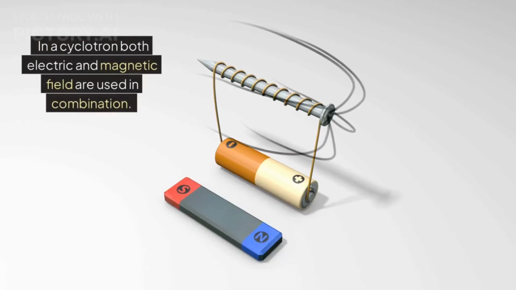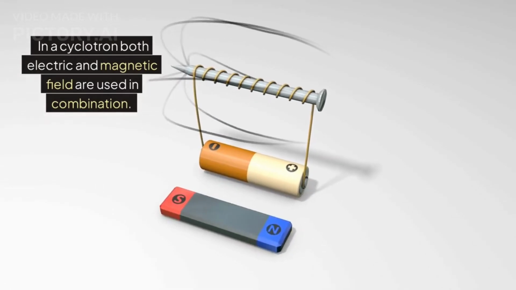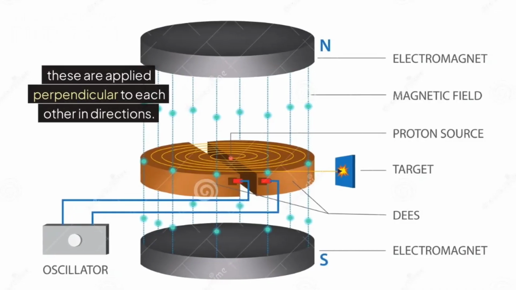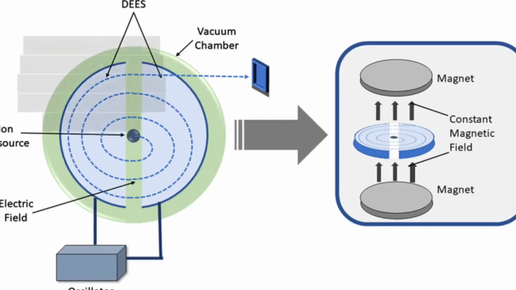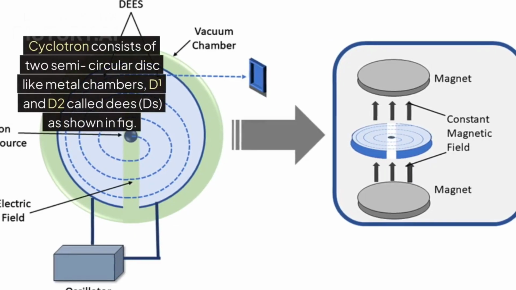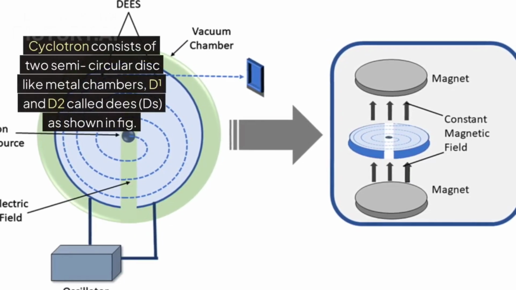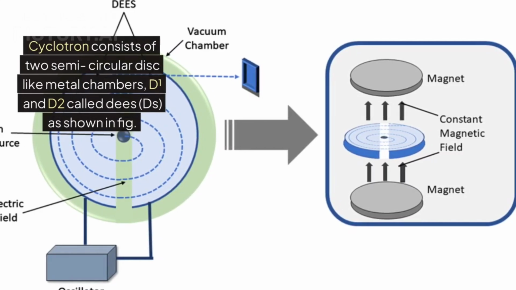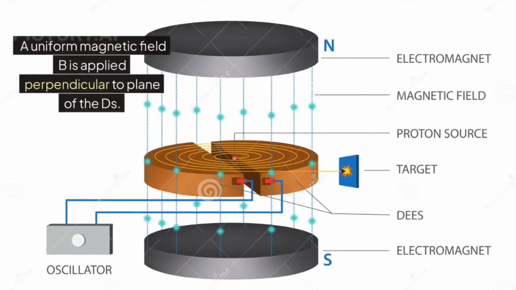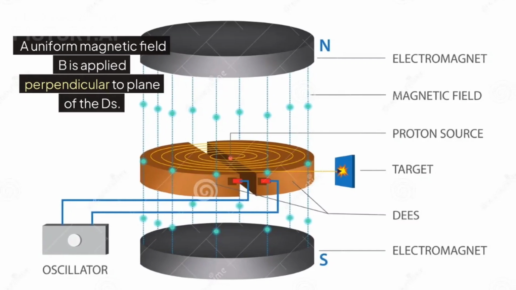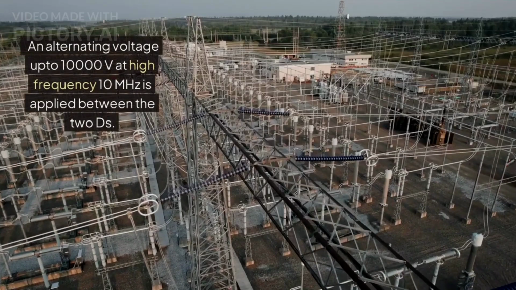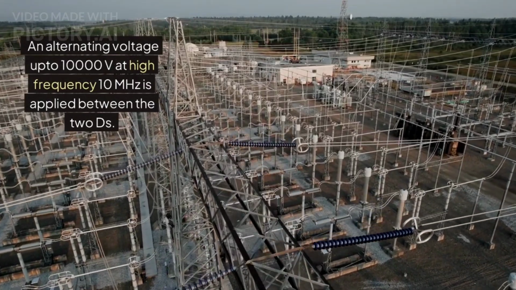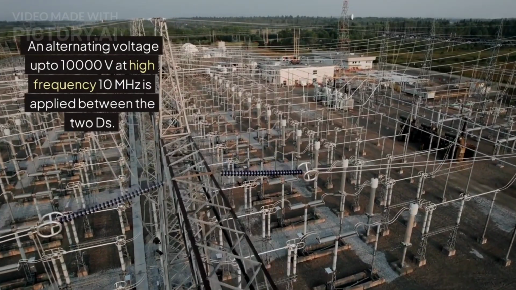Construction: in a cyclotron both electric and magnetic fields are used in combination. These are applied perpendicular to each other in direction. A cyclotron consists of two semicircular disc-like metal chambers, D1 and D2, called Ds, as shown in the figure. A uniform magnetic field B is applied perpendicular to the plane of the Ds. An alternating voltage up to 10,000 volts at a high frequency of 10 MHz is applied between the two Ds.